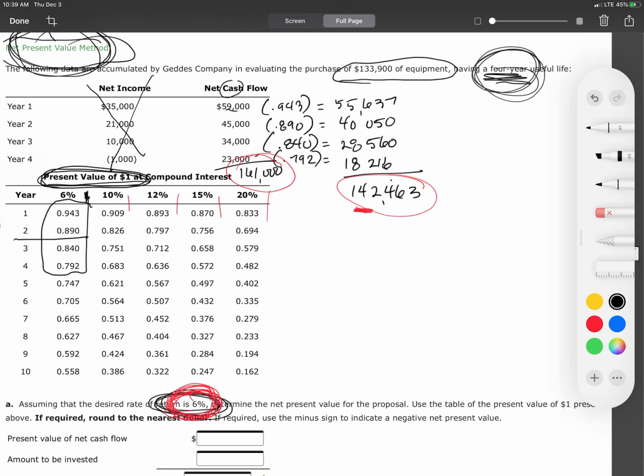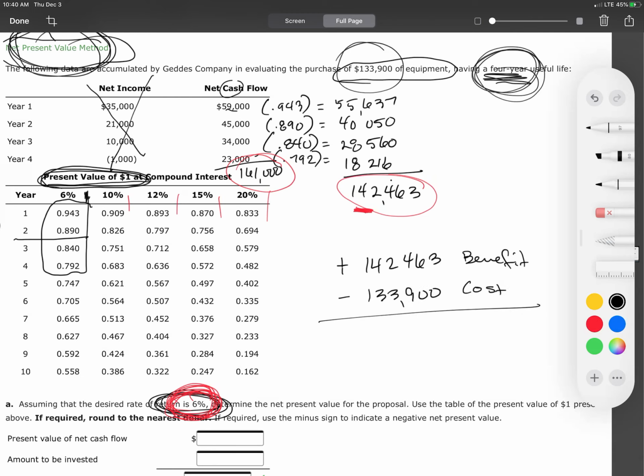Going down here, net present value. We want to take the present value, 142,463. This is the benefit. And then the cost was right here, 133,900. This would be the cost. Now the net present value is the difference between these two, and it's 8,563.